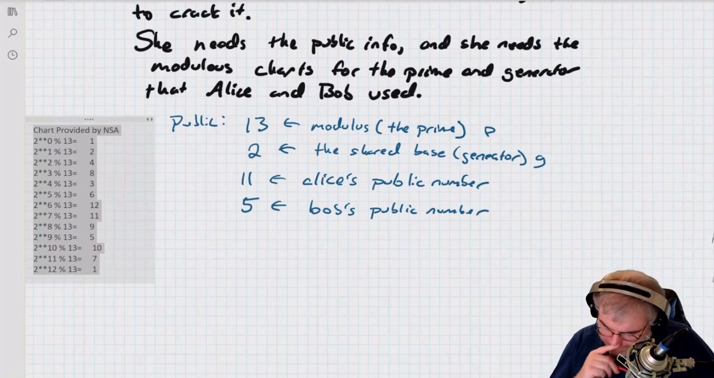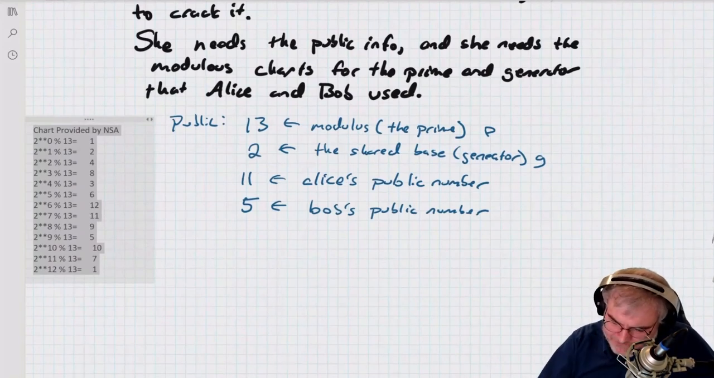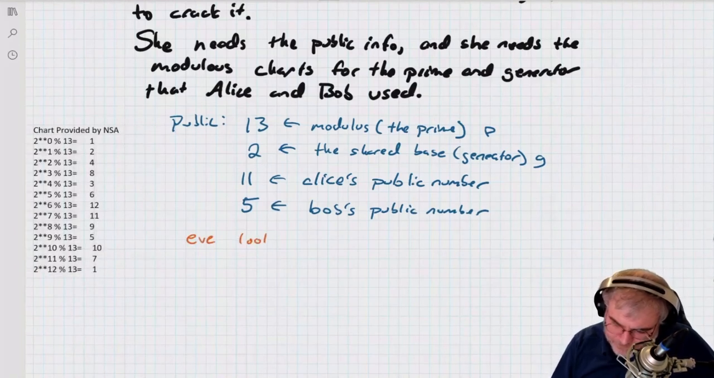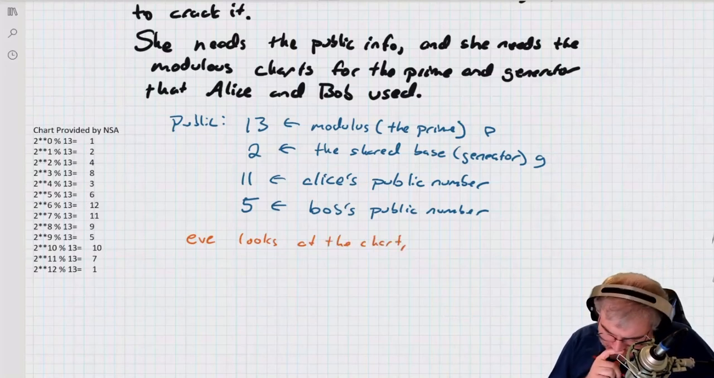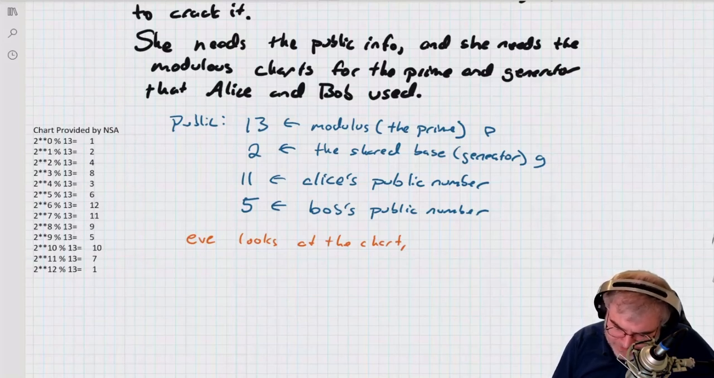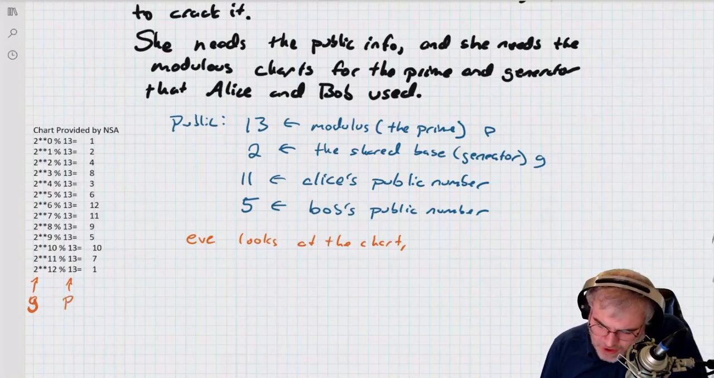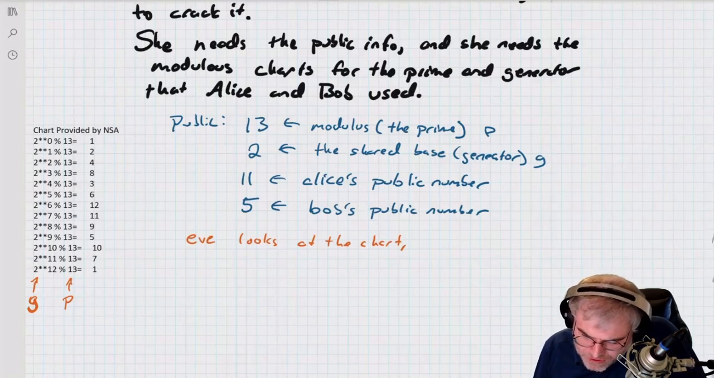Okay. So how does Eve crack it? Eve looks at the chart and sees 13 and 2. 2 is the base, 13 is here. This is G. This is P. And she looks at the chart and she says, okay, well, Alice sent 3. Alice sent 11.